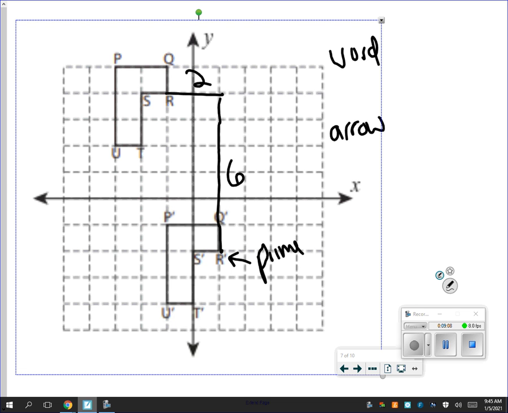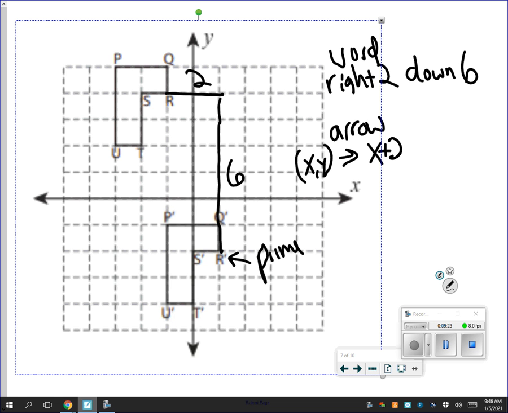So arrow notation. Actually, let's go word first. So I went right 2 and down 6. Arrow notation. X, Y. Went right 2, so that'd be X plus 2, and went down 6, Y minus 6.